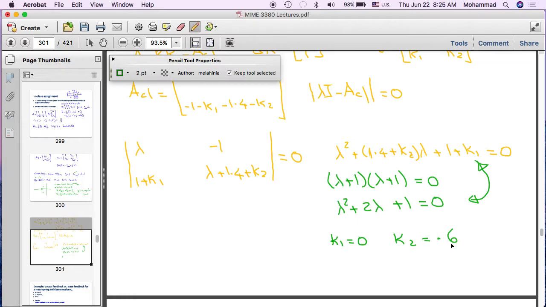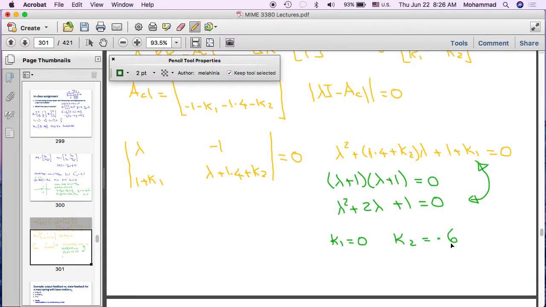Now, why did this happen? Why do we have K1 equals 0? The reason is we are not trying to increase omega n. We are happy with the omega n we have. The only effect we are trying to make is on the damping. So we are not using the full potential of pole placement. That's why in this specific case, K1 turns out to be 0.